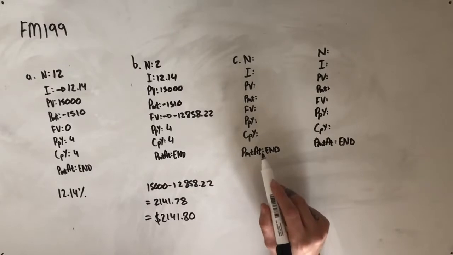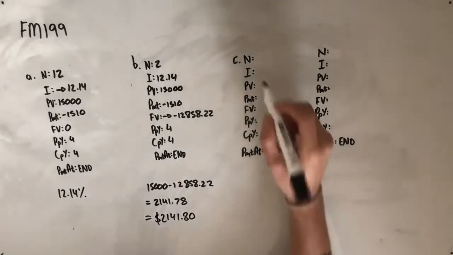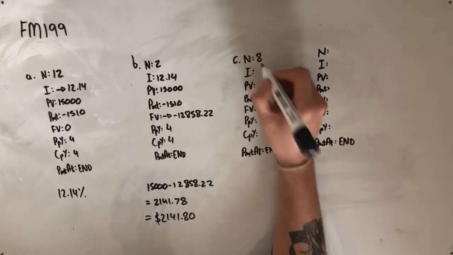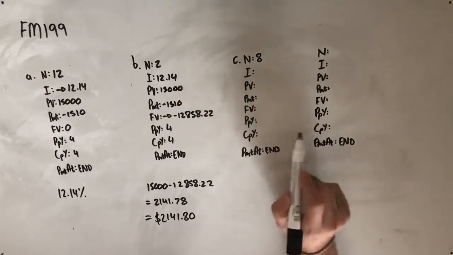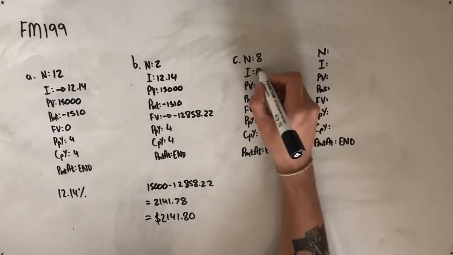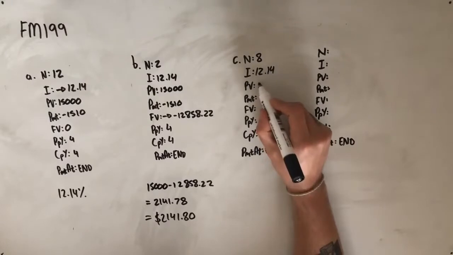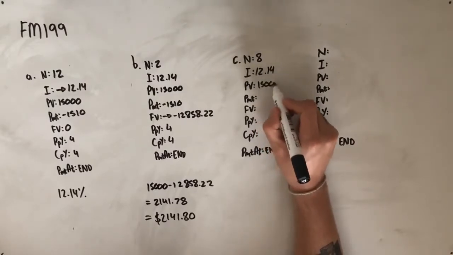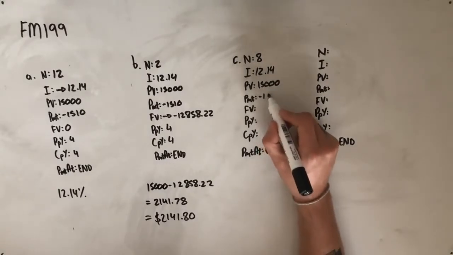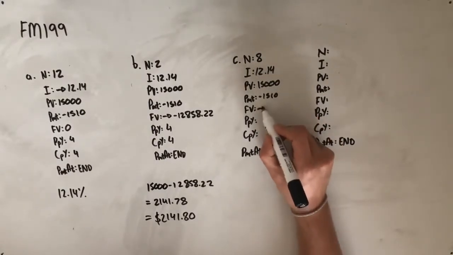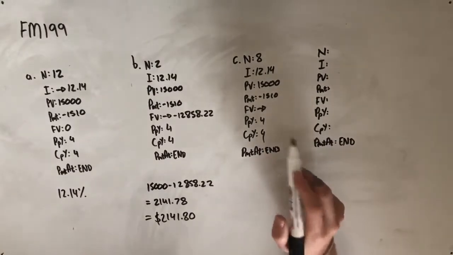Well, first we need to figure out how much Matt still owes at the end of 2 years. So we're going to put in 8 for our number of payments because 8 payments will pass between the start of his loan and 2 years later. We're still using that 12.14 from before. Our present value is going to be 15,000 once again. Payments, still 1,510 at this point. We're calculating the future value, and still quarterly, still quarterly.